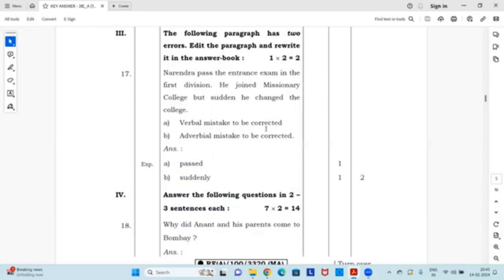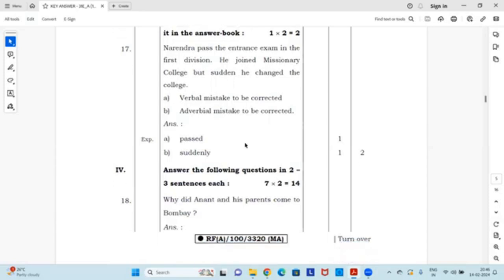Now they have given the hint also. So the first is a verbal mistake to be corrected and the second is an adverbial mistake. As I said, an adverb will be ending with ly. So that is missing somewhere. And the verbal mistake, so a verb is an action word. So here Narendra pass, it should be past, ed. So we have found the verbal mistake. And the second is suddenly. Suddenly, ly will be here. This will be an adverb. So he joined missionary college, but suddenly he changed. So that is making sense. And this is an adverb which you need to correct.